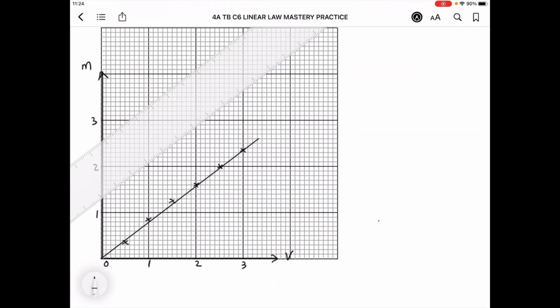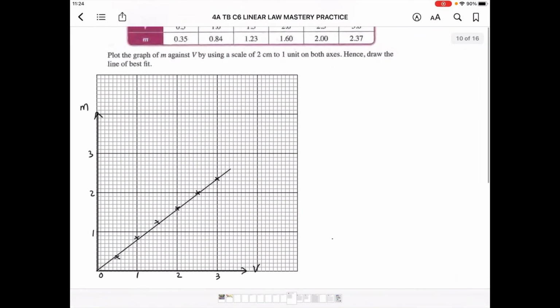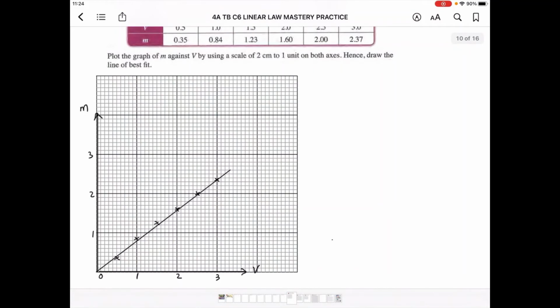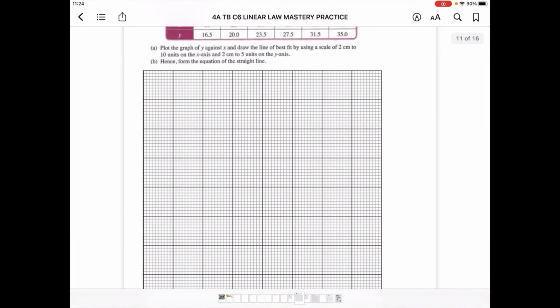So okay, not a problem. Okay, let's move on to the next one. Okay, the next one, my line, I need to draw a line of best fit as well. Okay, but first I need to plot the points.